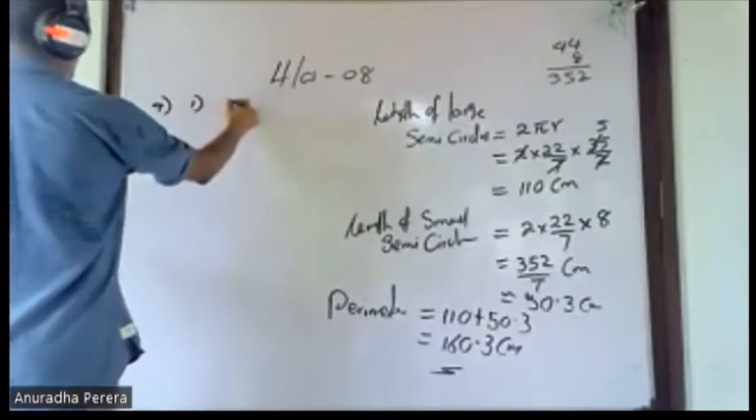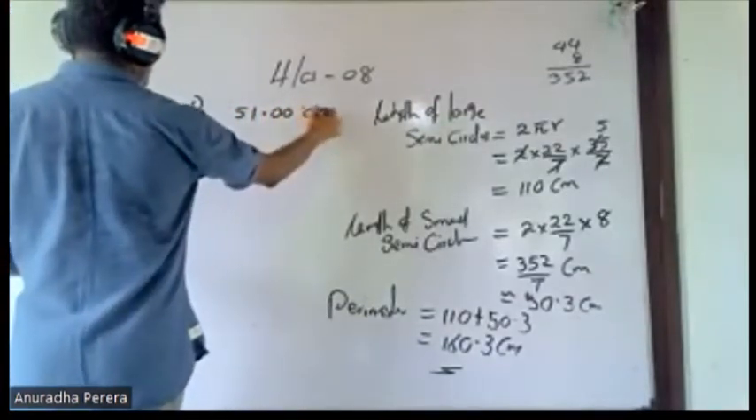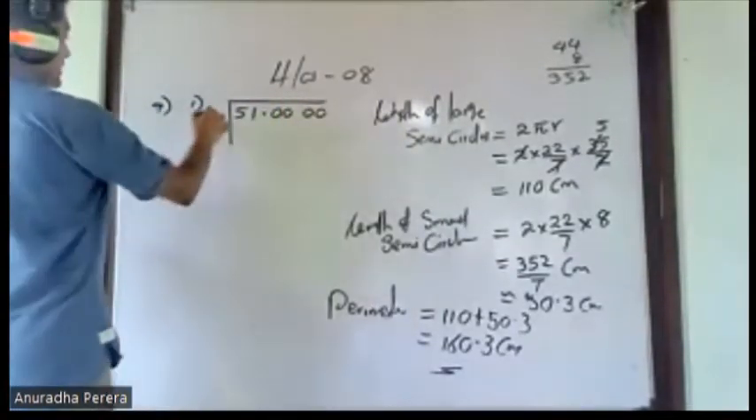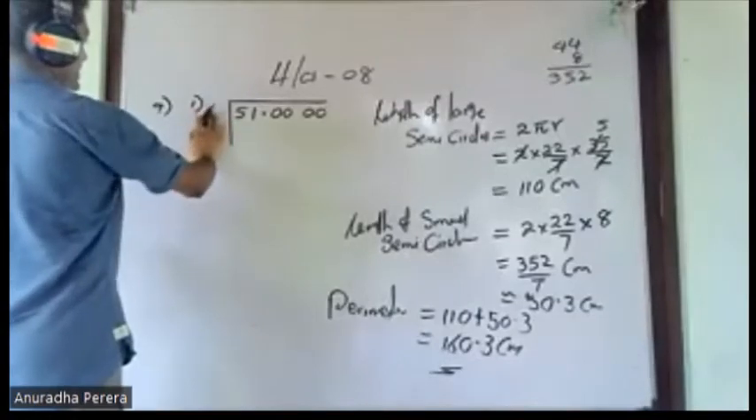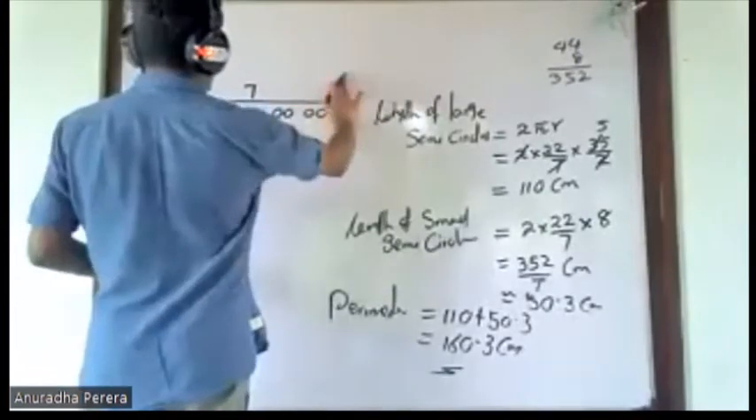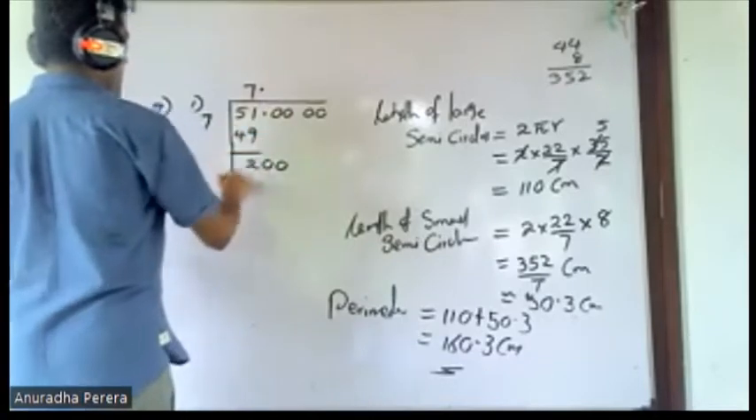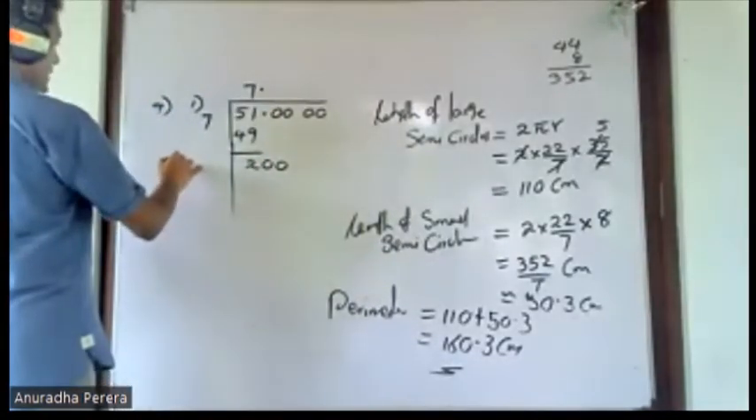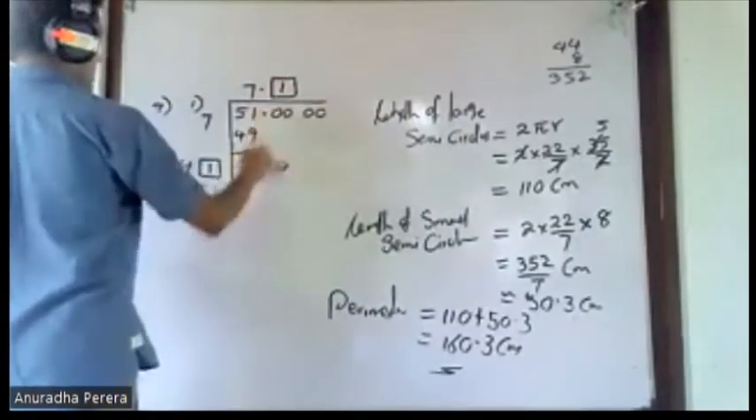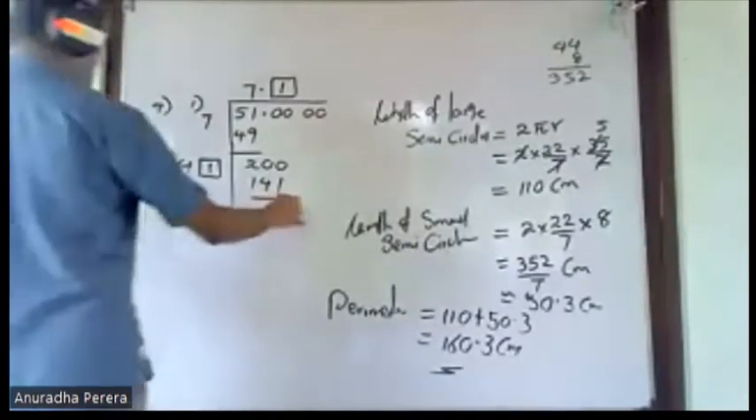First one is root 51. We can use two pairs of zeros. The complete square less than 51 is 49. The square root is 7. 7 into 7, 49. Subtract, 2. Take these two. Put the decimal point. Twice of 7, 14. The value here is 1, 141. Yes, 59. Take next pair.